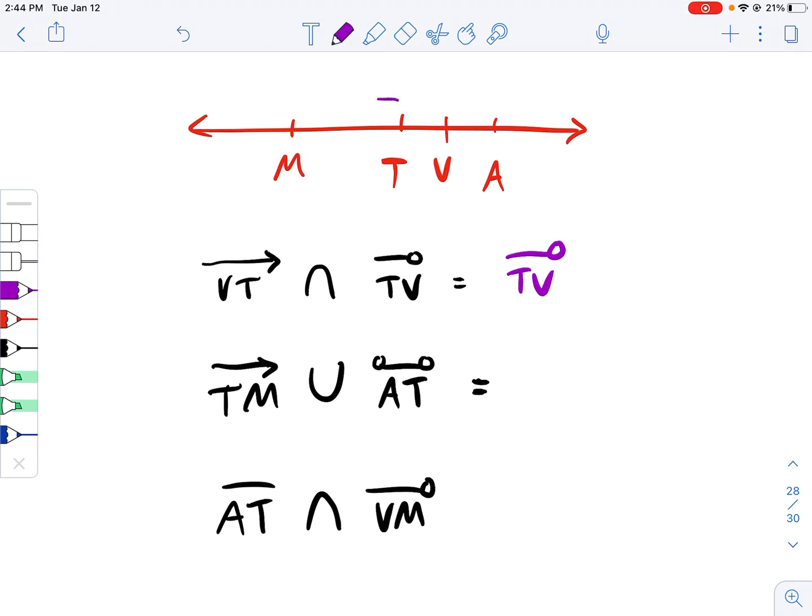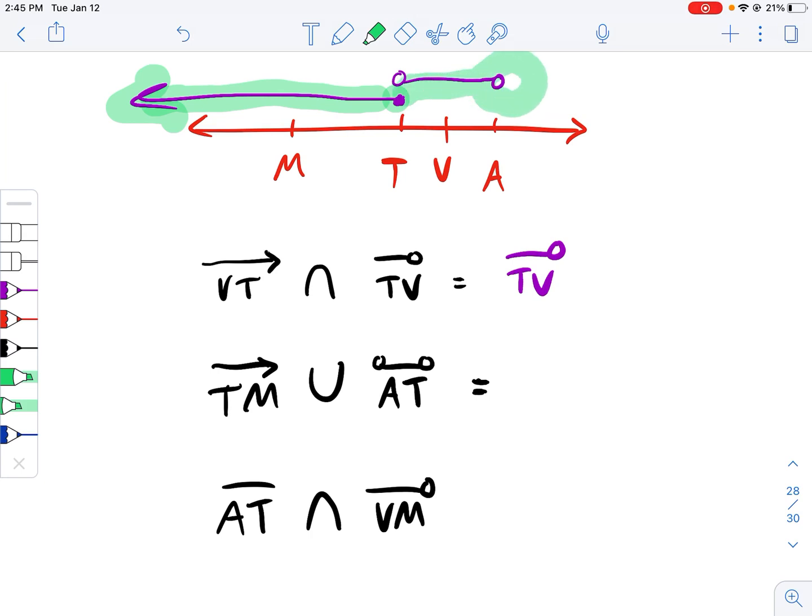Now what about ray TM and double open-ended segment AT? What is the union of that? Okay, so the union of that is I'm going to take everything. So I have everything from here. I have T because that comes from my ray. I have all these points and then all the points up to A, but not including A. So I'm going to have a half line starting at A. I could call that half line AV or AT or AM, doesn't matter. But it has to start with a non-endpoint at A.